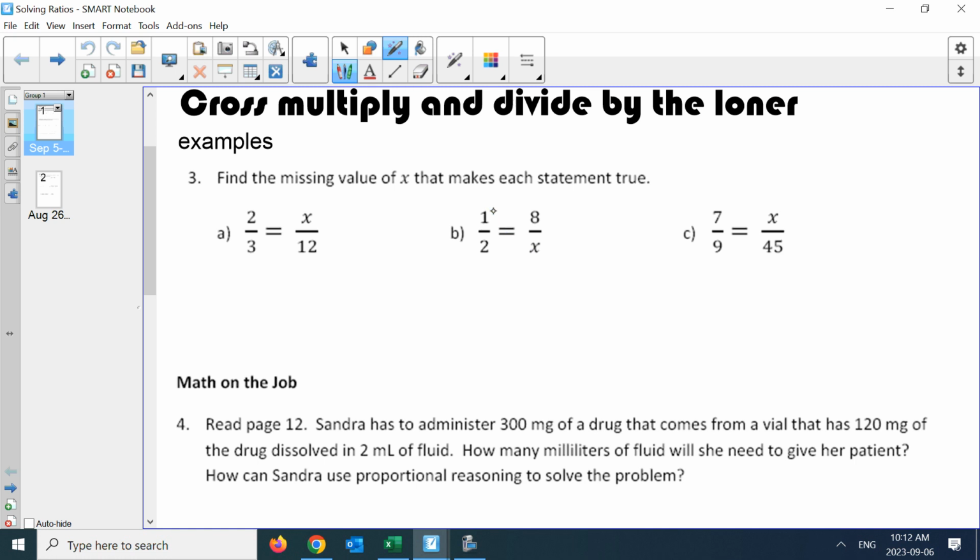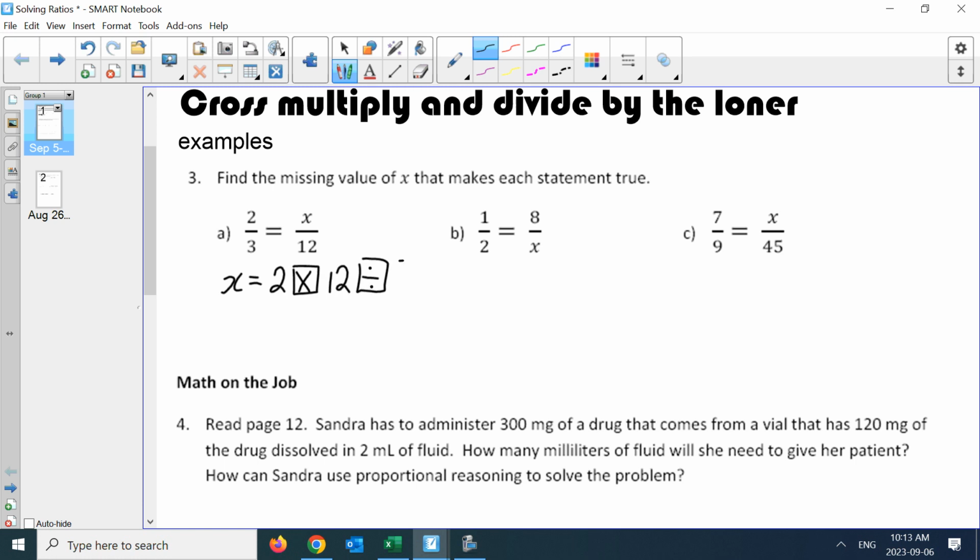So what am I doing? You guys are getting out your calculator right now. And what you're doing is, I'm going to write this down, but you don't need to write down the word every time. Maybe this time. Cross multiply. You're going to actually type in 2 times 12. Divide by the loner, 3. You guys following? That solves this problem.